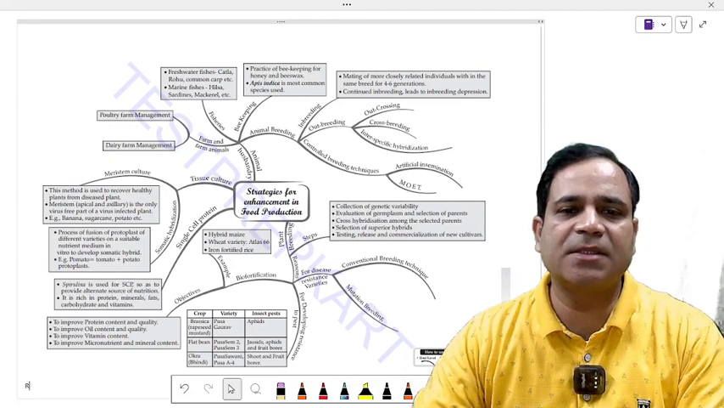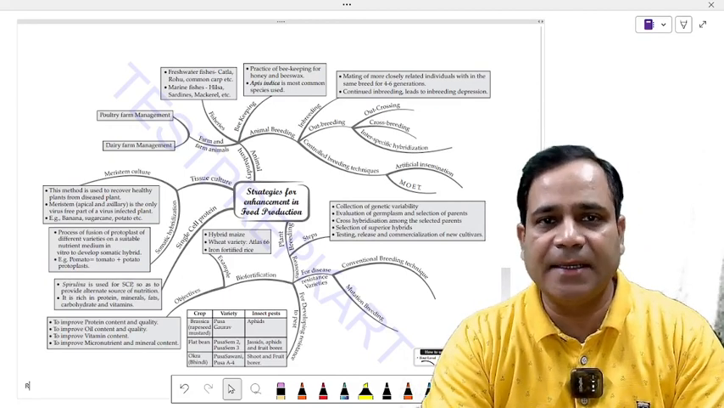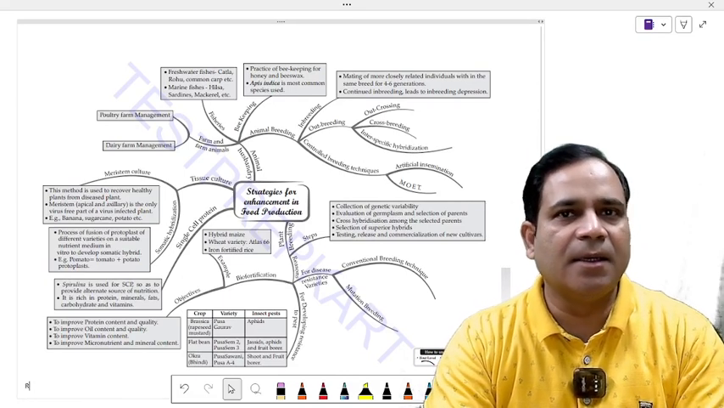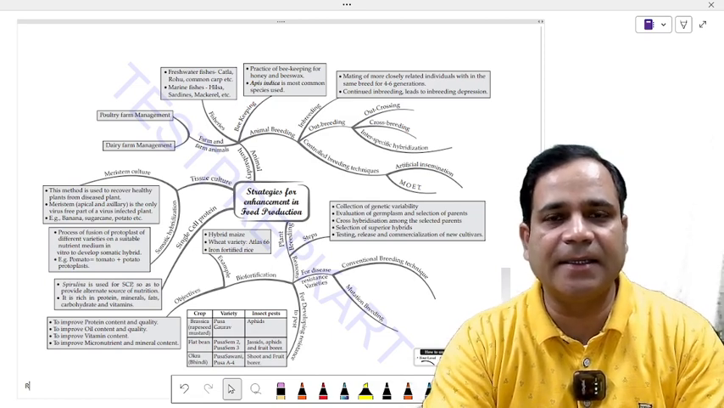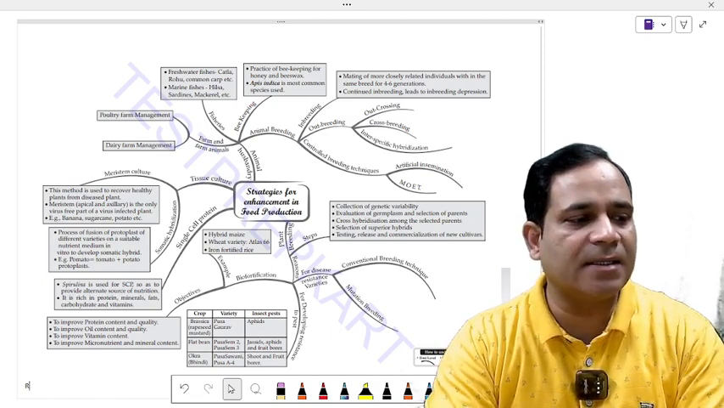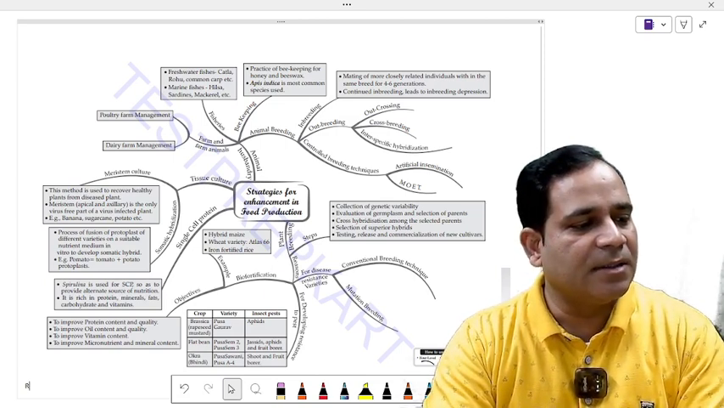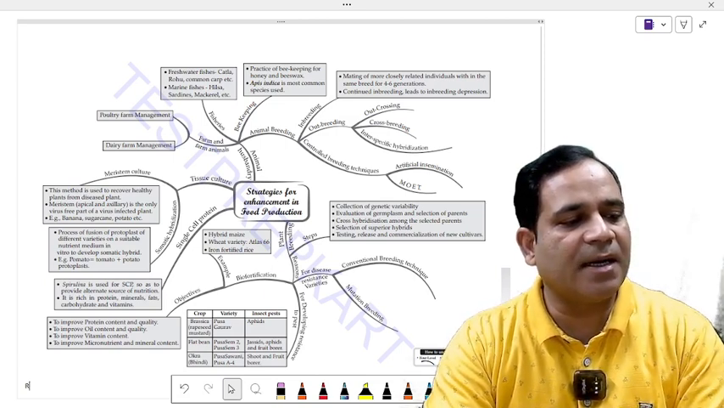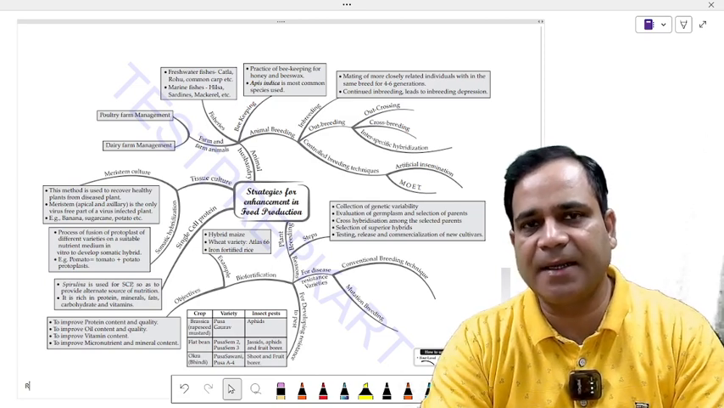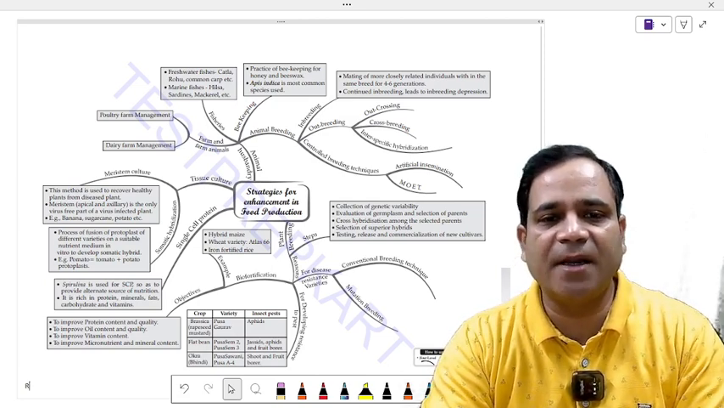Here I am going to start Unit 8 of Class 12th, and this is Chapter number 9, Strategy for Enhancement in Food Production. So, strategy for enhancement in food production.